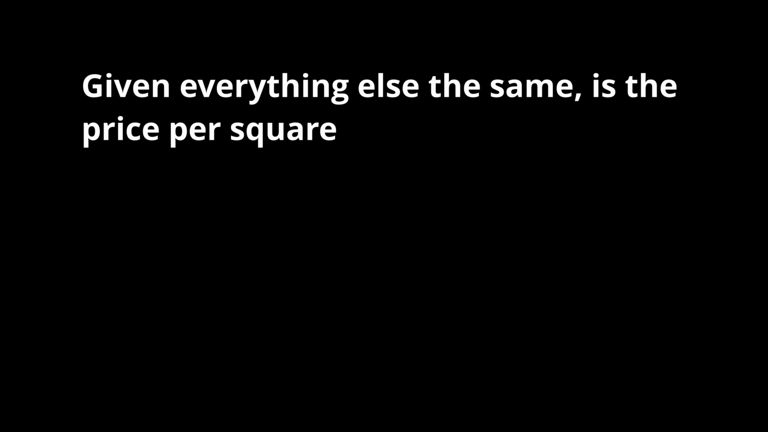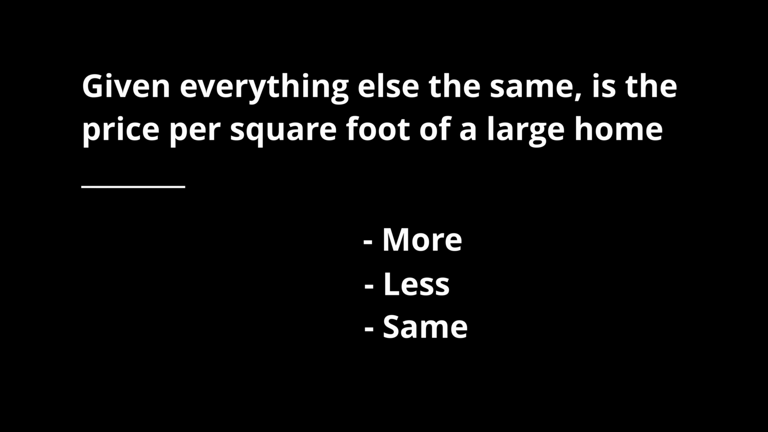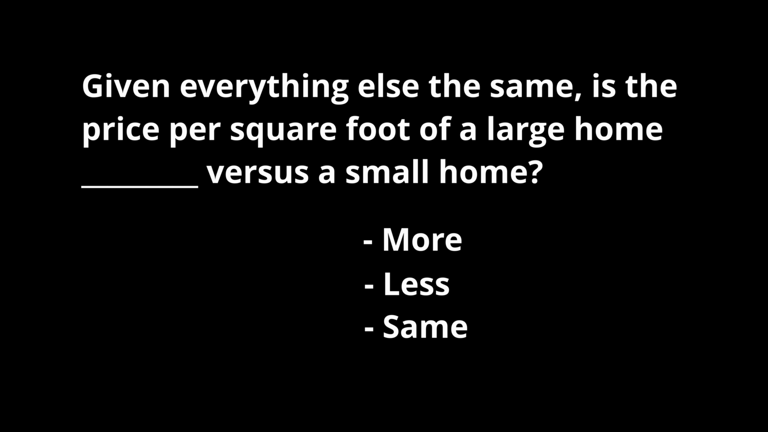Let's start with a trick question. Given everything else the same, is the price per square foot of a large home more, less, or the same versus a smaller home? The correct answer is less per square foot. The reason for this is that fixed value components are being spread across more and more units of livable area.